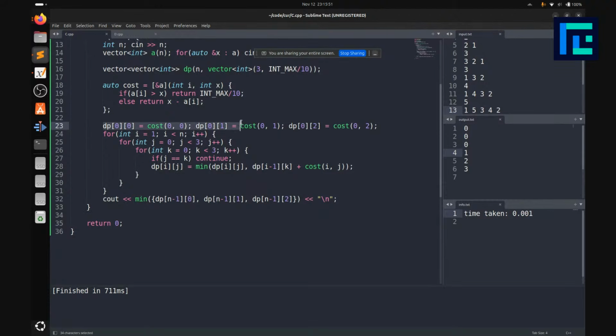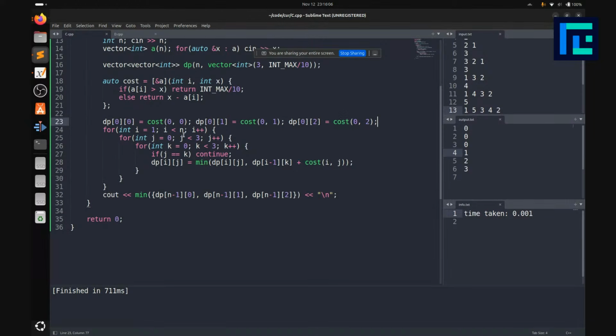Now we're doing the base case. So obviously for 0, all three cases are possible. So we just put dp of 0, 0 is the cost of making the 0th element 0. dp of 0, 1 is the cost of making the 0th element equal to 1. dp of 0, 2 is the cost of making the 0th element equal to 2, right?